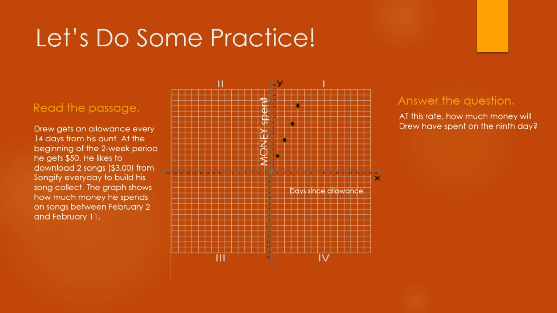I know that each 2 songs that he buys cost $3. Okay, so that means every day he spends $3. So in 9 days, how much would he have spent? On that 9th day, he will have spent $27. Now, it didn't tell me all of that in my passage. I had to read the information from my graph. You always want to make sure that you're reading your passages and you're looking at your graph to make sure that you can pull all that information out.